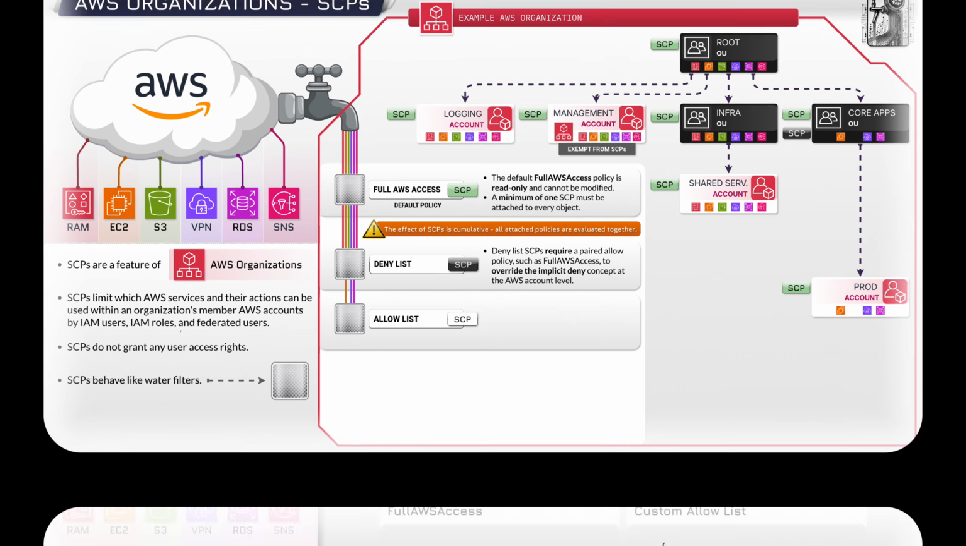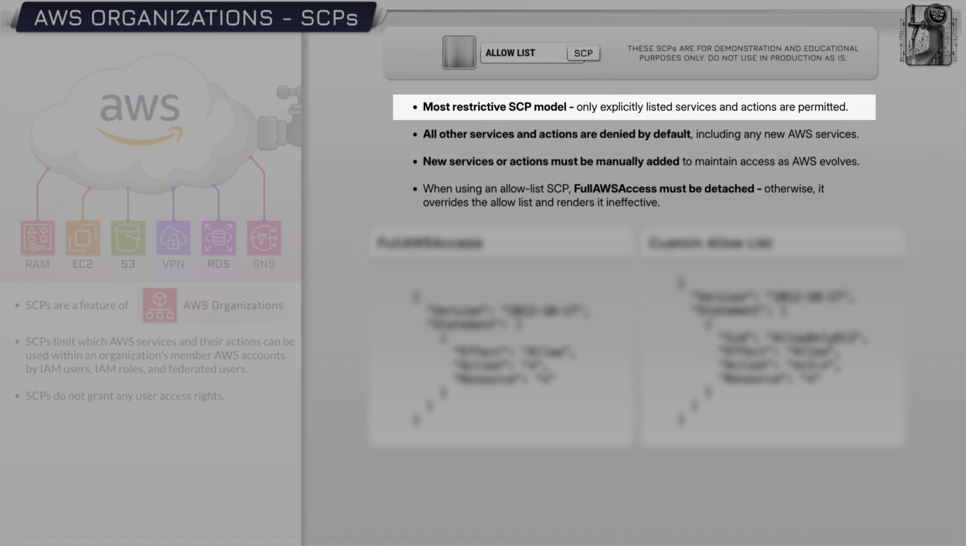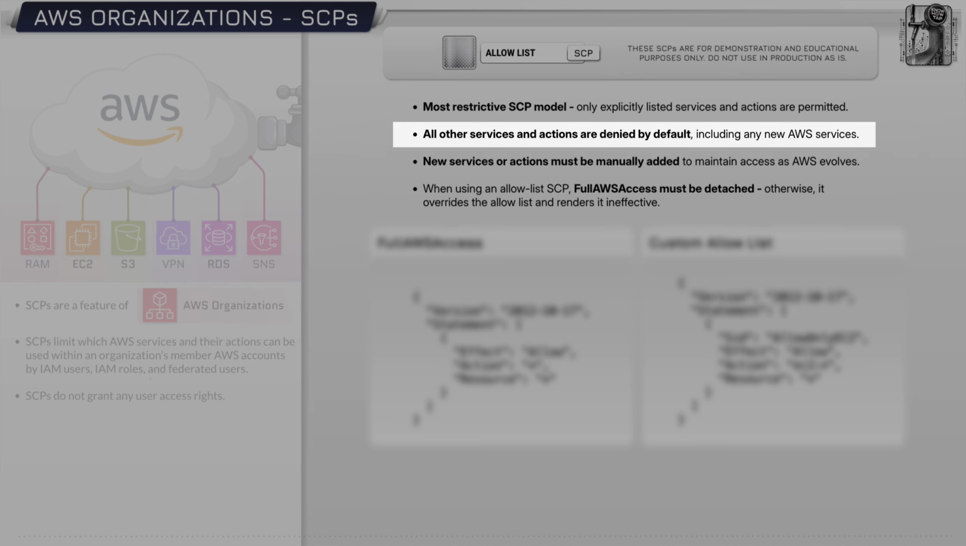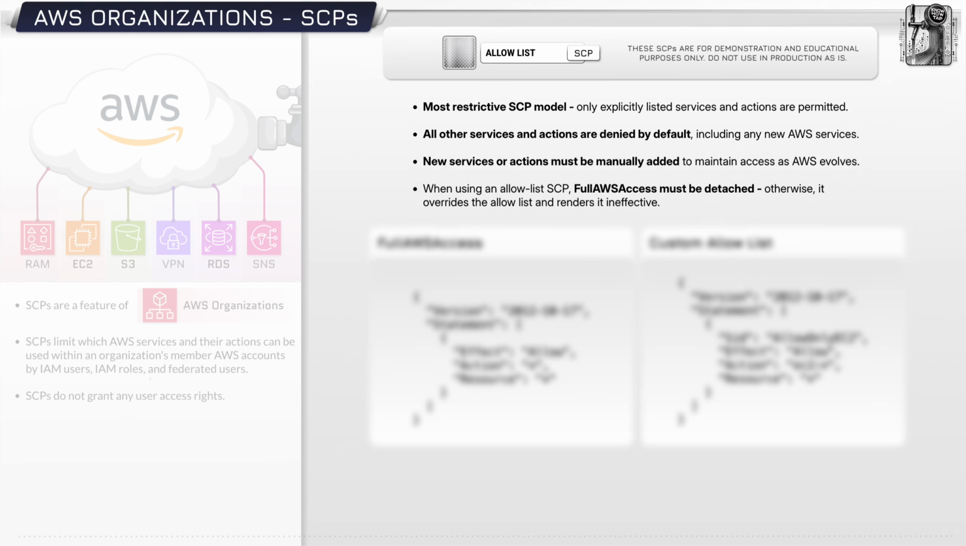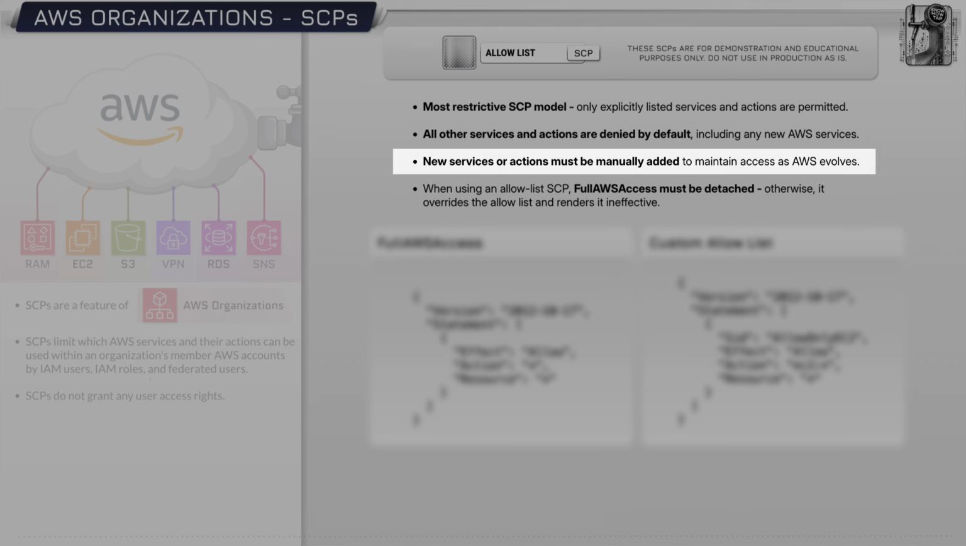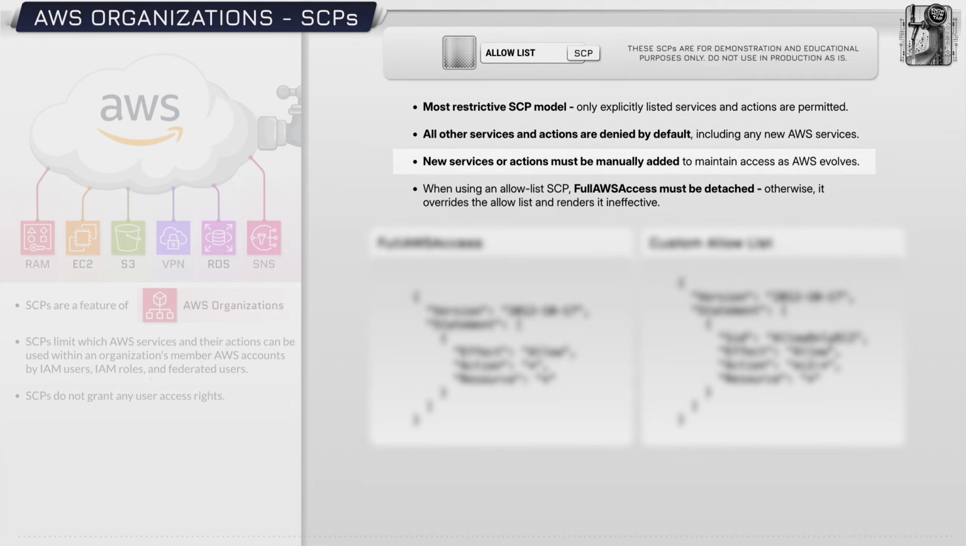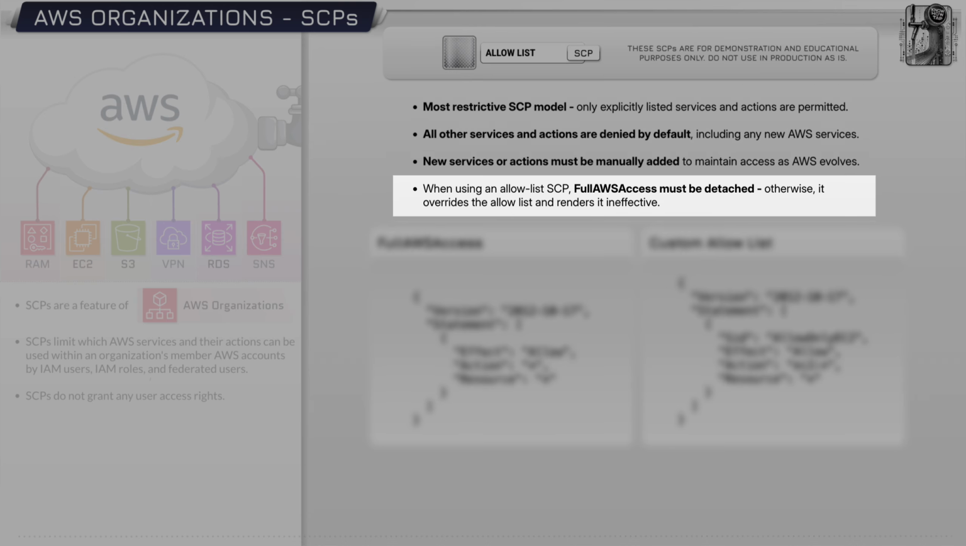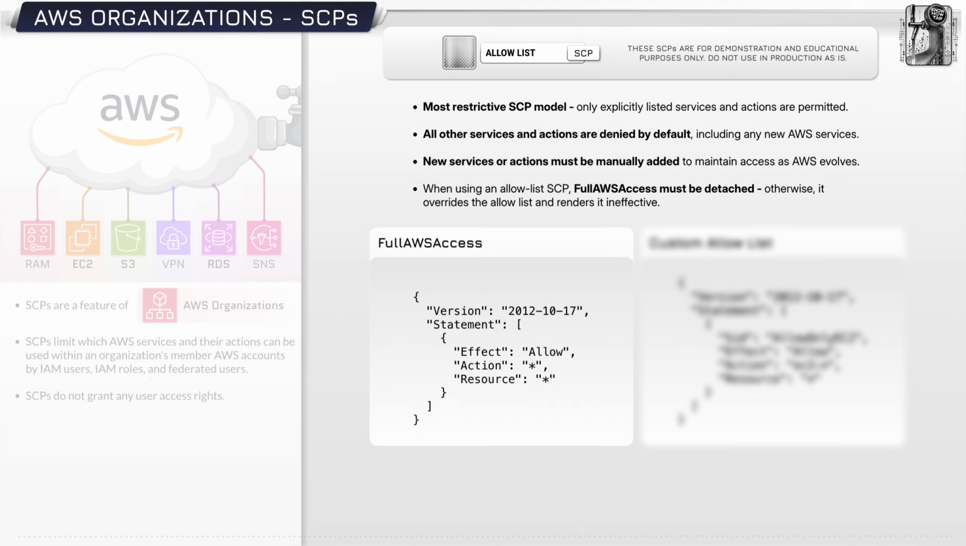allow list. The allow list model is the most restrictive approach. Only the services and actions explicitly listed are permitted. Everything else is denied by default. And if you're thinking about implicit deny, bonus points for you. That default deny also applies to any new AWS services or actions released in the future, so access must be deliberately maintained over time. One important requirement is that the default FullAWSAccess SCP must be removed. If it remains attached, it nullifies the allow list.